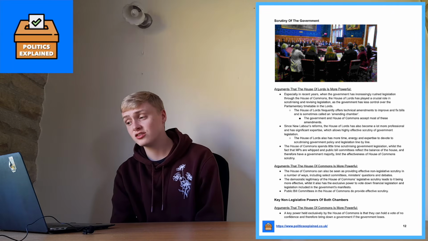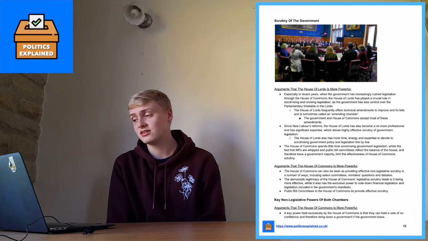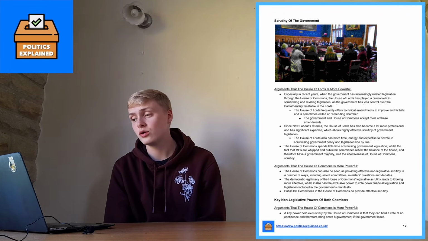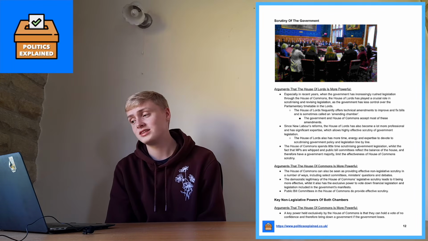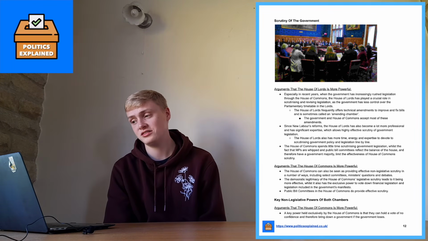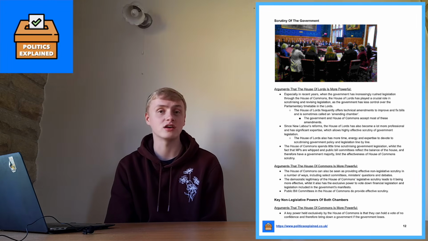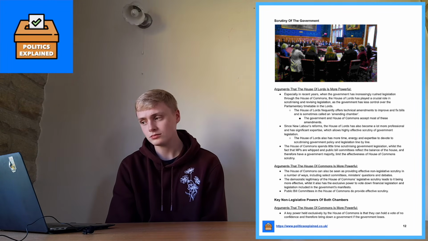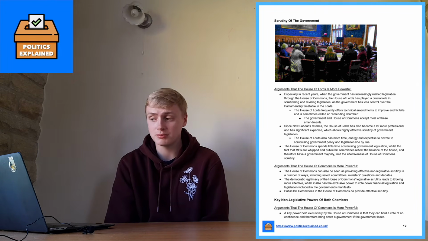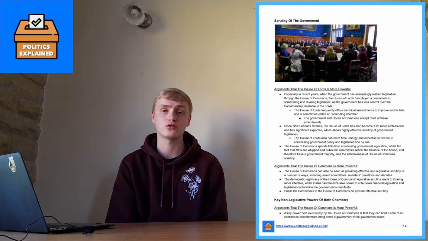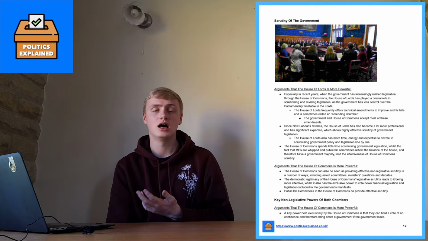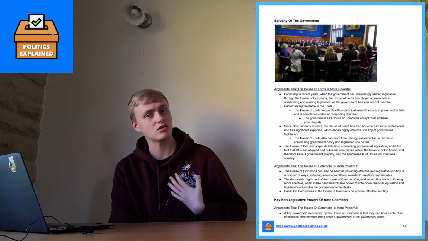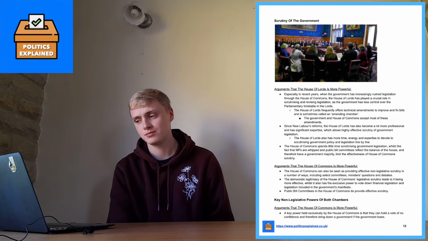Secondly, the democratic legitimacy of the House of Commons leads to its legislative scrutiny being more effective, whilst it also has the executive power to vote down financial legislation and legislation included in the government's manifesto. And finally, it can be argued that public bill committees in the House of Commons do provide effective scrutiny. They can call expert witnesses, and they often devote significant time to scrutinising legislation.